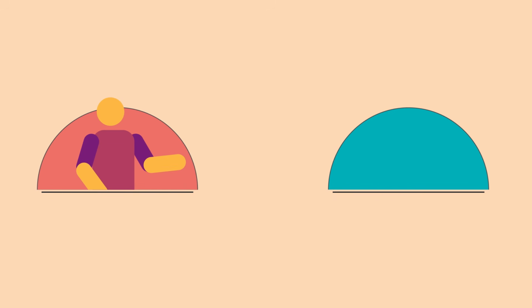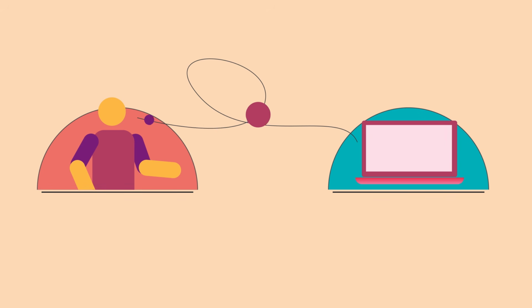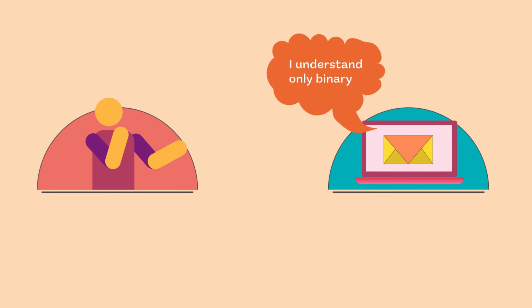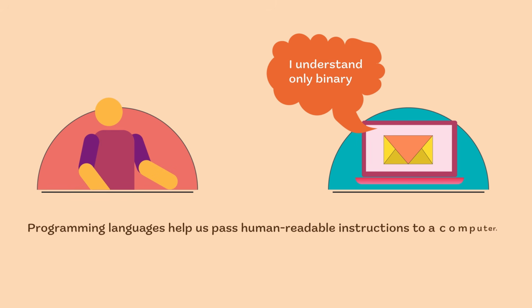A programming language is a way for humans to give instructions to a computer. Just like we use English to talk to each other, we use programming languages to communicate with computers. Computers only understand binary, zeros and ones. Programming languages help convert human-readable instructions into a form that computers can understand and execute.